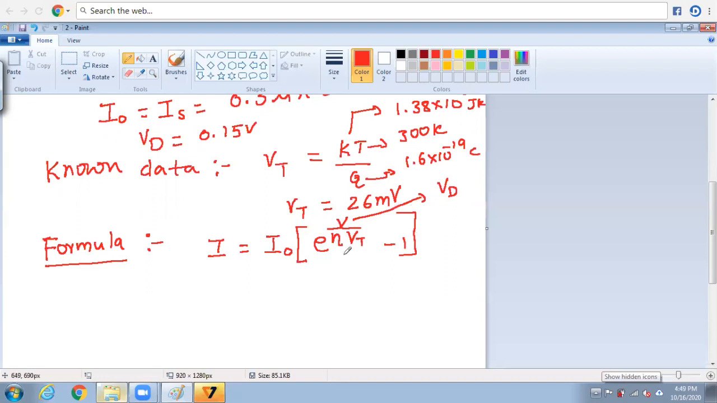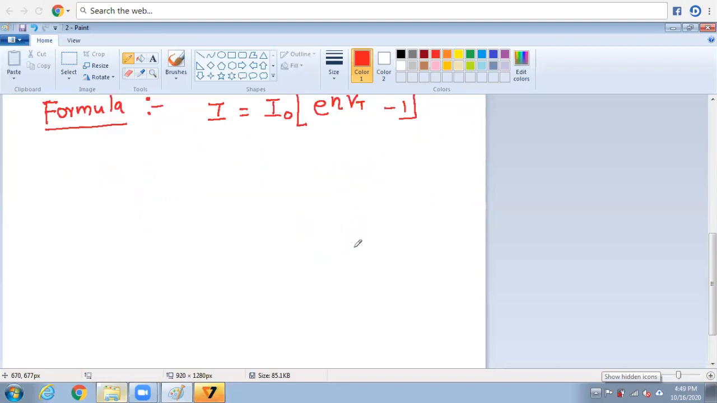Now I want to substitute all the values one by one. Then you have to take one more heading, called the calculations part. Very, very simple. You have to mention all the headings, then you will get full clarity.